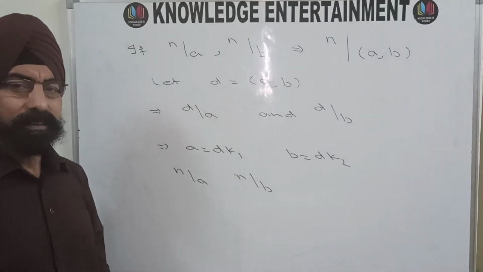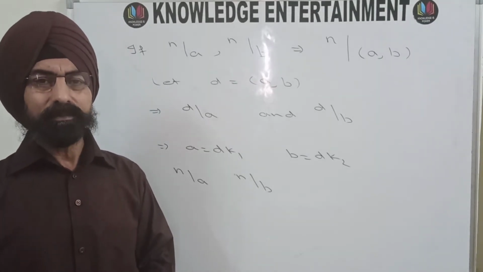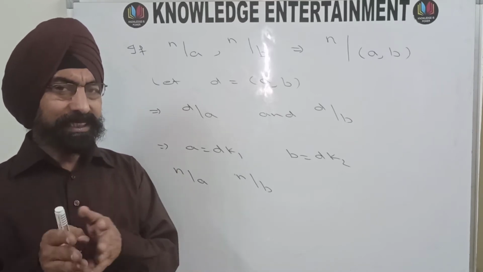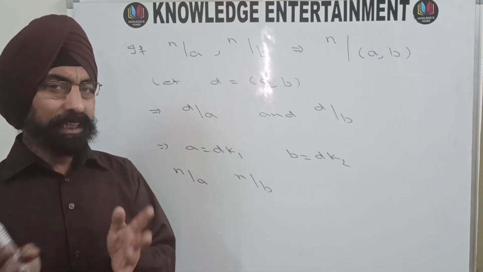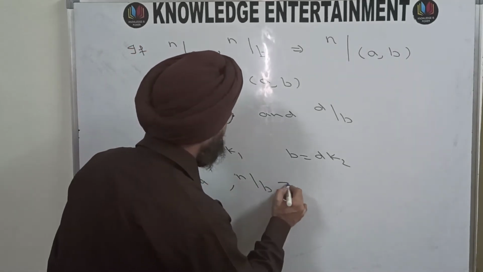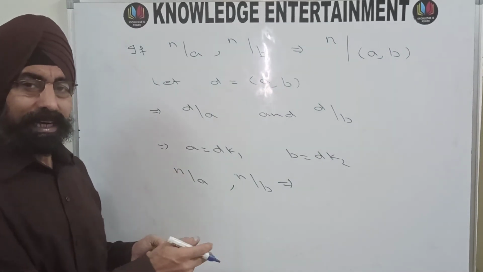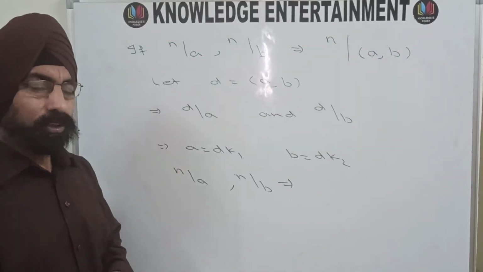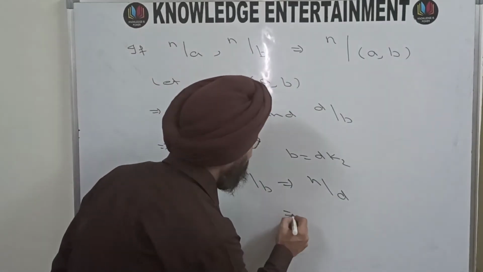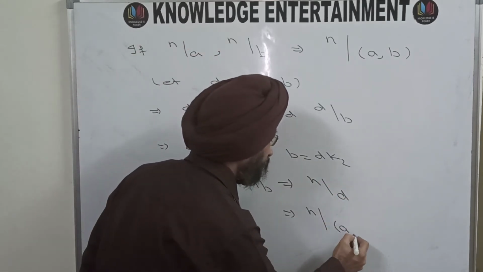We know that from the definition of the second part of the greatest common divisor, if D is the greatest common divisor of A and B, and if D dash divides A and D dash divides B, then D dash also divides D. So if n divides A and n divides B, then n is a common divisor of A and B. n is a common divisor, and D is the greatest common divisor. So n must divide D. D is the GCD of A and B.